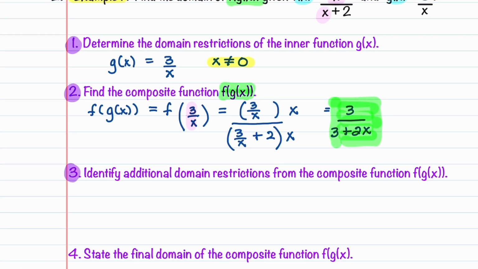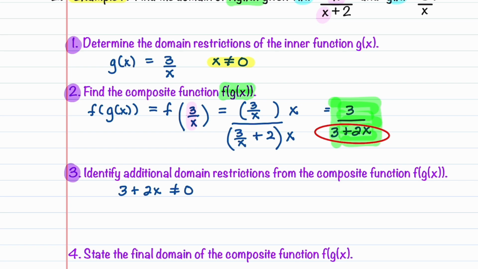Now let's move on to step 3. Step 3 tells us that we have to identify any additional domain restrictions from our composite function. When we look at our composite function, I'll go ahead and circle it. Notice that we have a denominator. Just like we saw for g of x, we cannot have a 0 in the denominator. Our additional restriction is going to be that 3 plus 2x cannot be equal to 0.